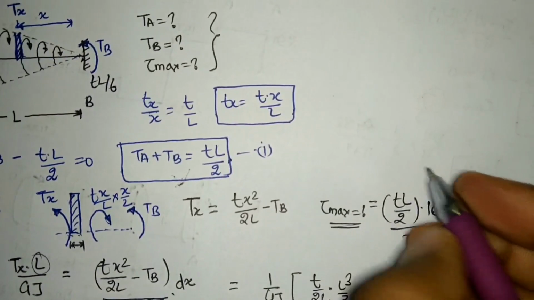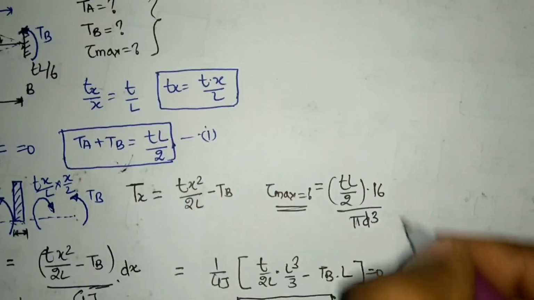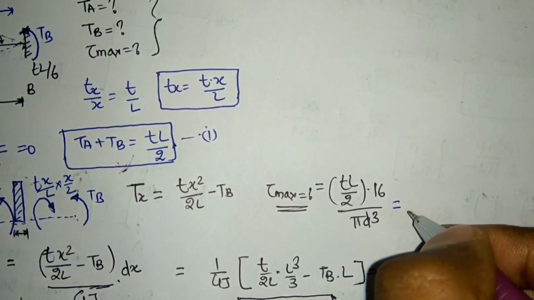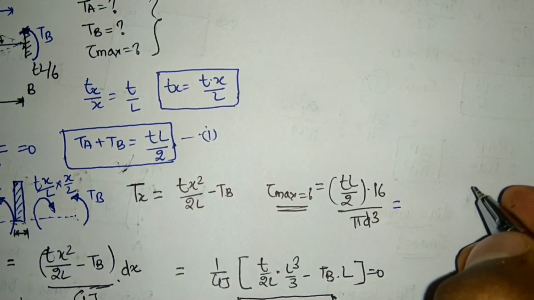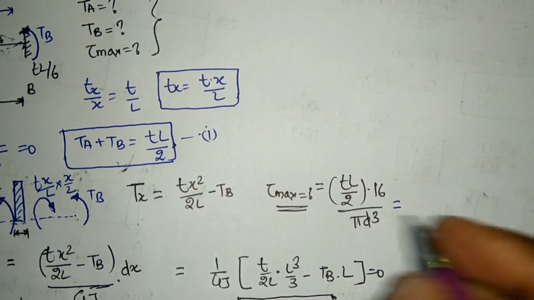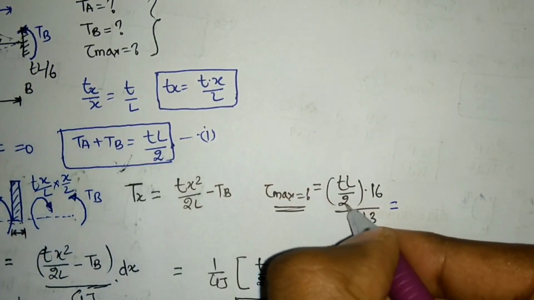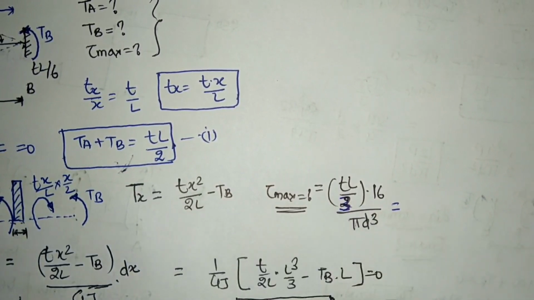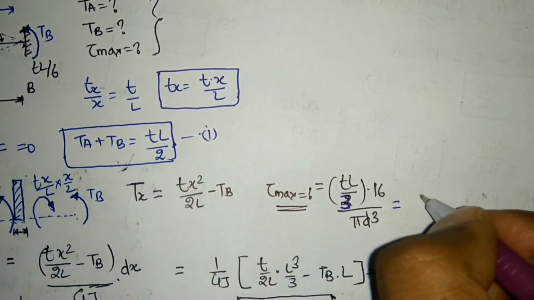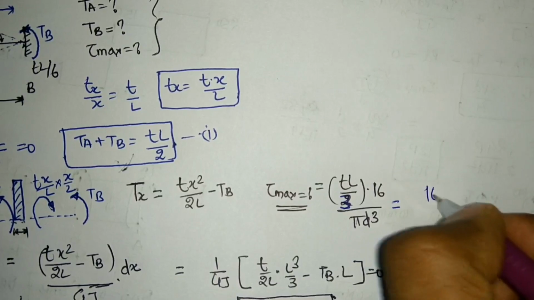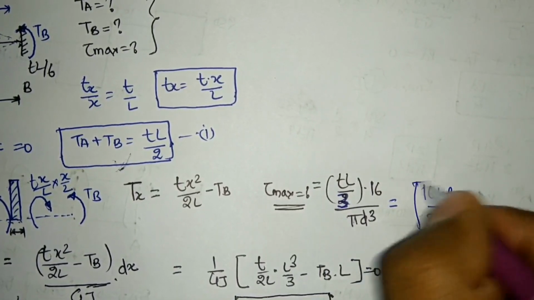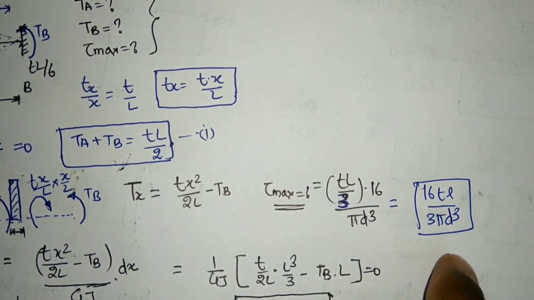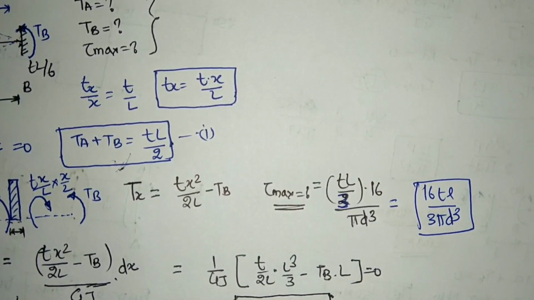So I can say that my tau maximum is coming out to be, not TL by 2, it is TL by 3. The reaction is TL by 3, right? So it is coming out to be 16 TL divided by 3 pi d cube. That is the maximum shear stress value acting on this particular shaft that we have taken.